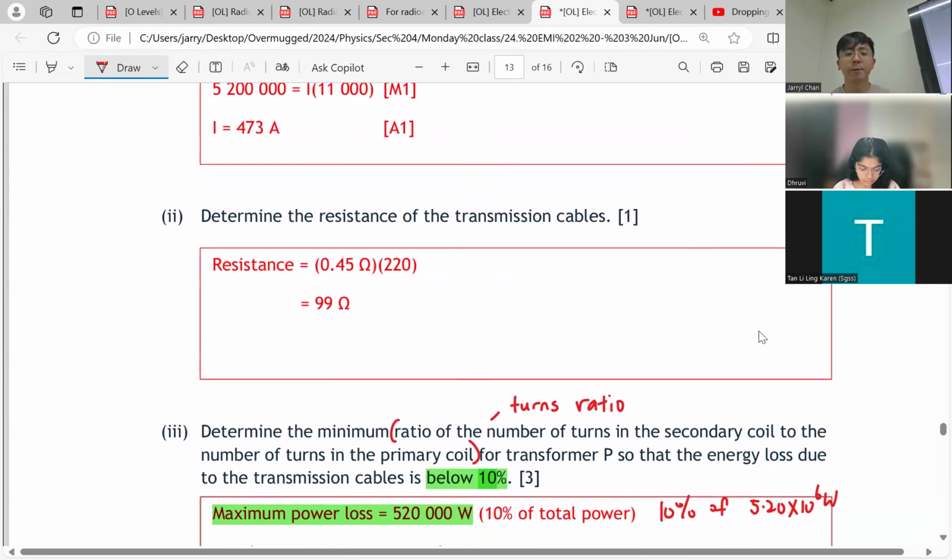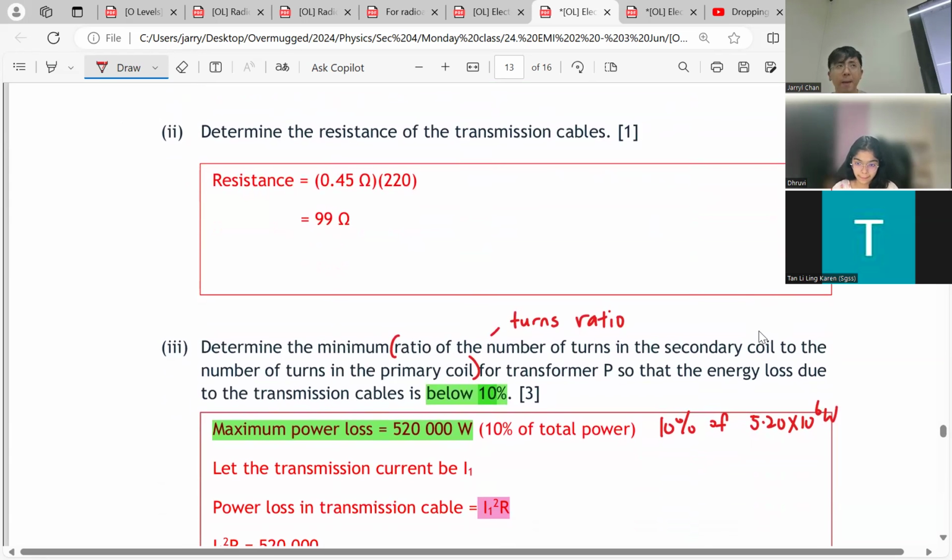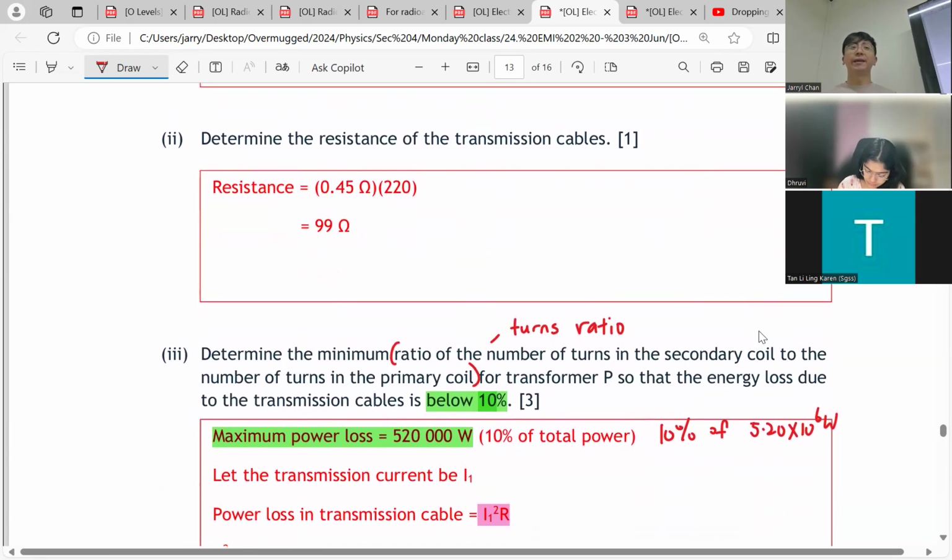Okay, let's go on. The maximum power loss therefore will be this, and what's next up will be the power loss in the transmission cable that I can find. I need to ensure that this is going to be below 520,000. Power loss can be calculated using I squared R. So I want to try to determine the current.